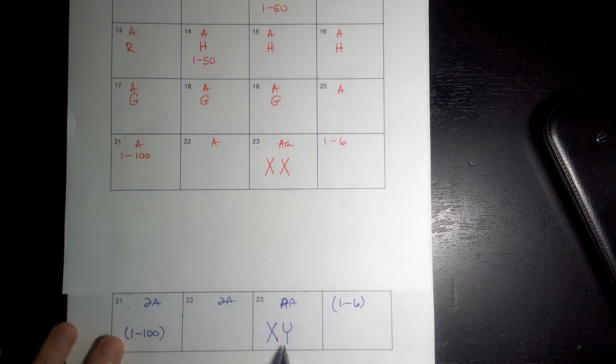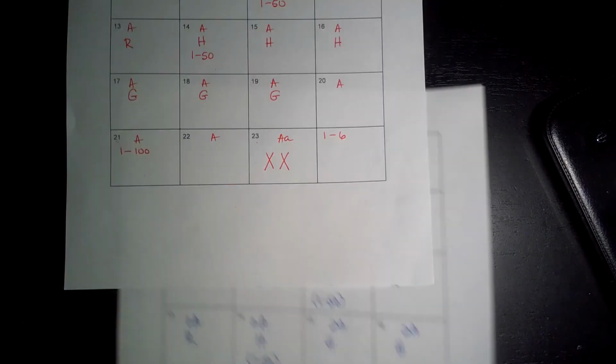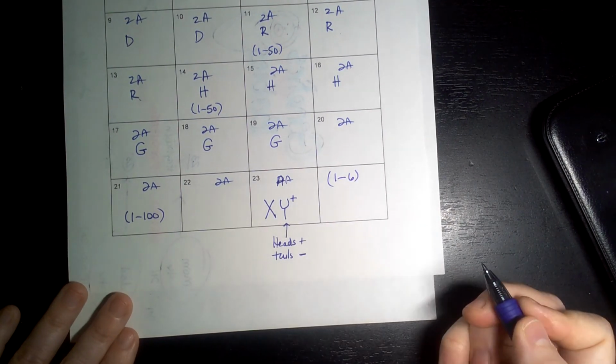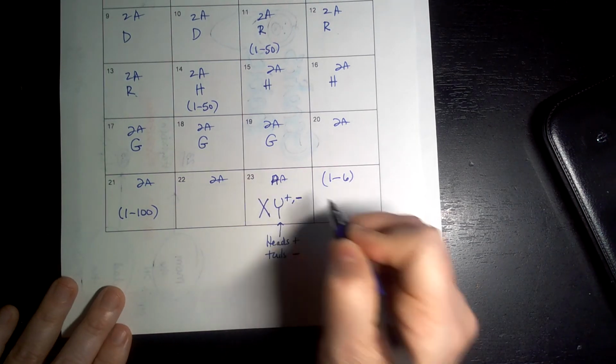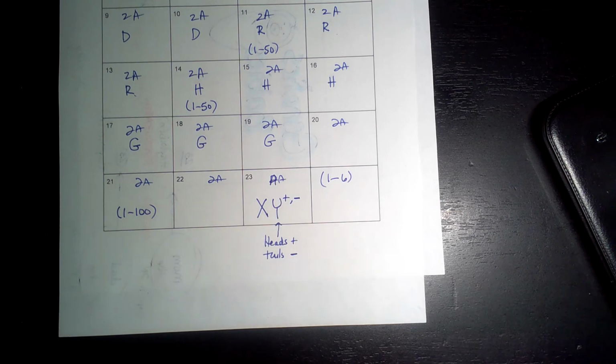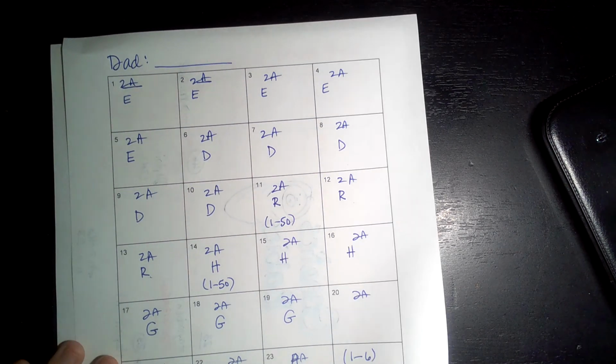But for Dad, you're going to flip a coin. And on his Y chromosome only, so you flip a coin. All right, so heads, you're going to put a little plus, like an exponent, on the Y. And tails, you're going to put a little minus exponent. So either the Dad's Y has a plus or a minus on it.